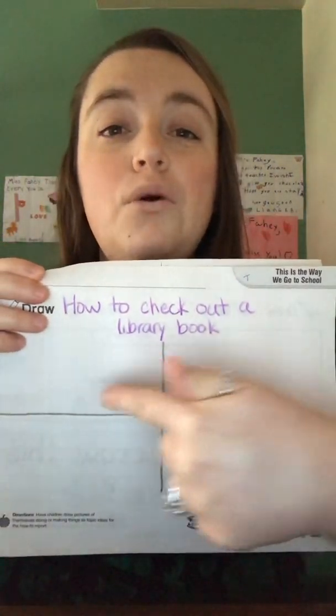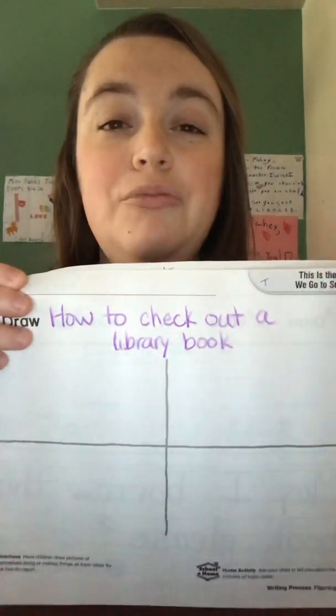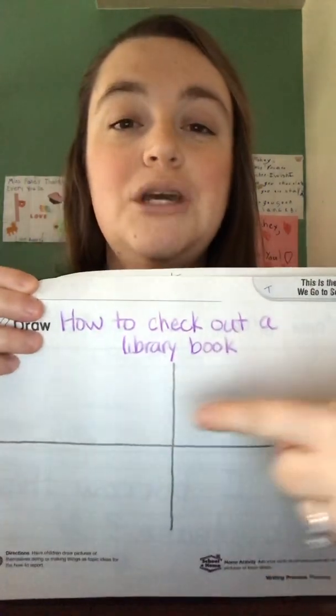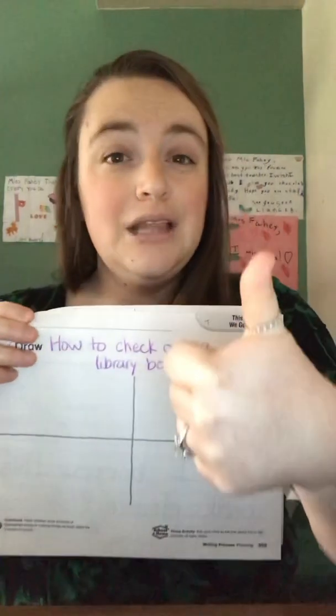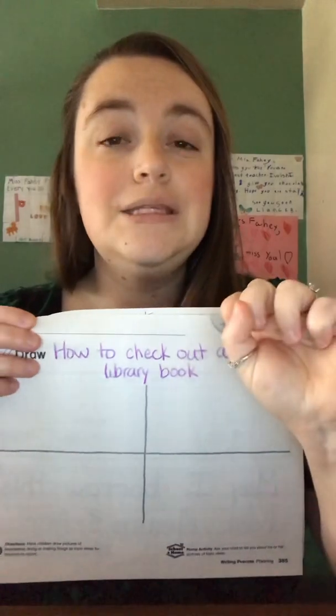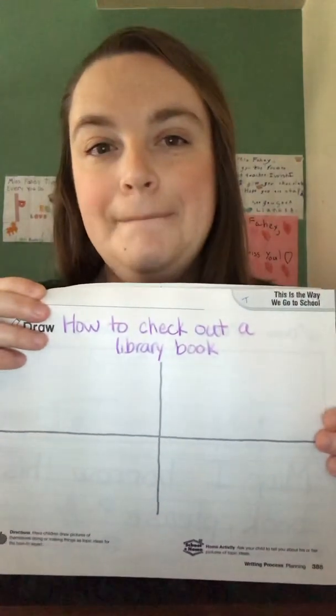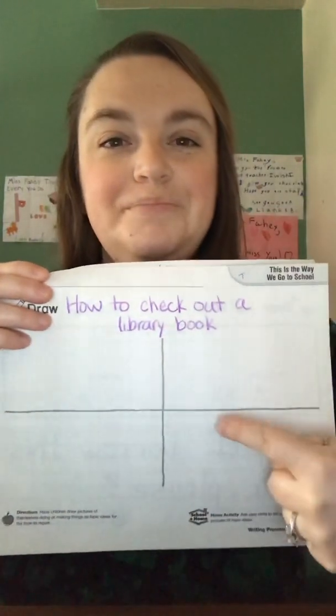So you're going to draw 4 pictures of how to check out a library book. You're going to draw the 4 pictures of how you're going to find the library, how you're going to find out what time the library opens, how you're going to find your book, and how you're going to check out your book, what you need to do that. All right, draw your 4 pictures.